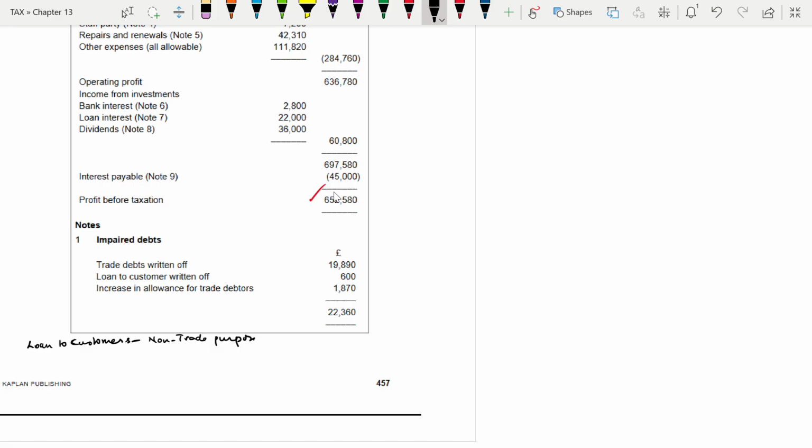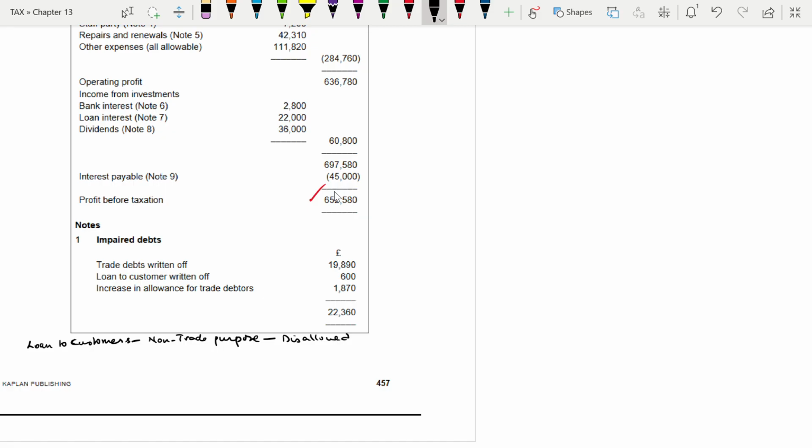We don't take. Why? Because it's for the customer, not for the business. See, loan. No, loan to customer. It is not a trade purpose. It is a non-trade. It is disallowed.